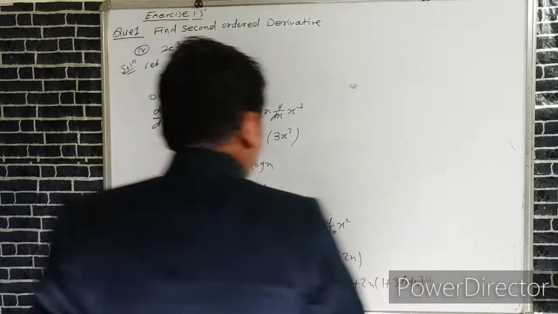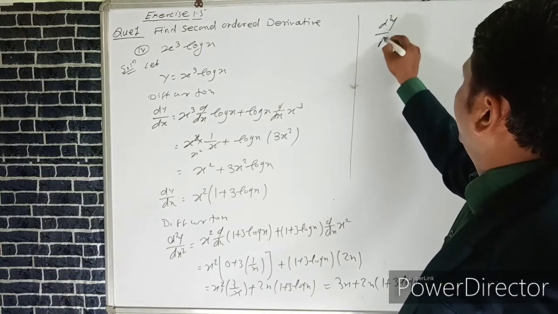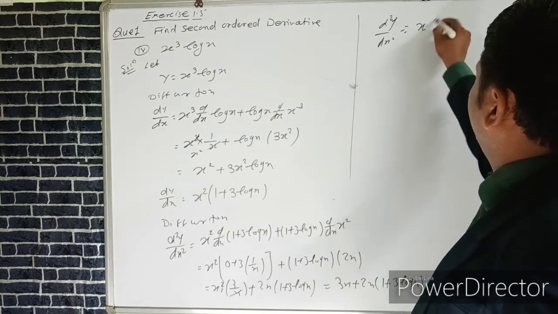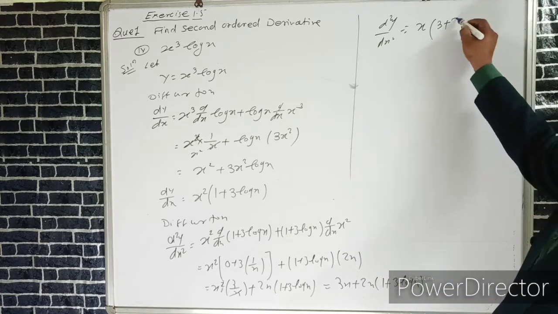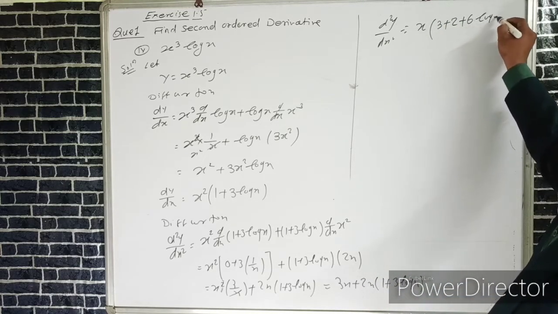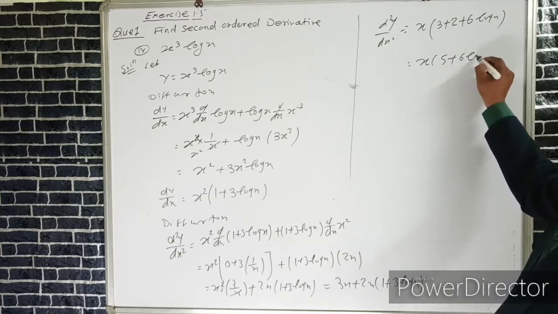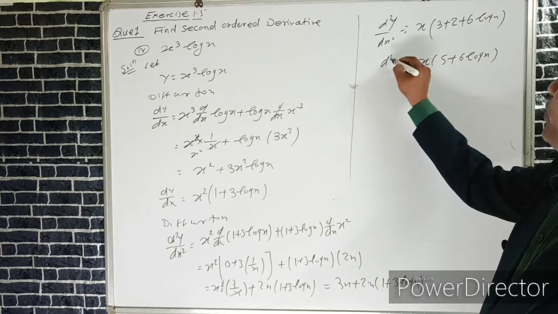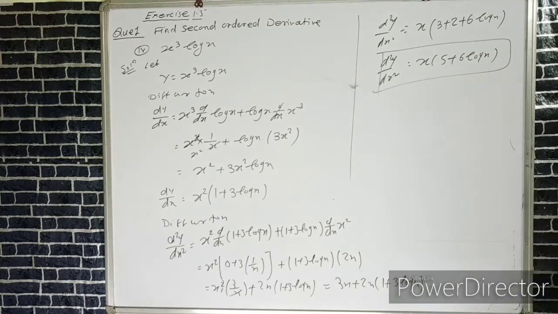So if we take x common from both terms, we can write d2y upon dx square is equals to x into 3 plus 2 into 1, which is 2, plus 6 log x. 2 plus 3 which is 5, so x into 5 plus 6 log x, which is the required second order derivative d2y upon dx square.